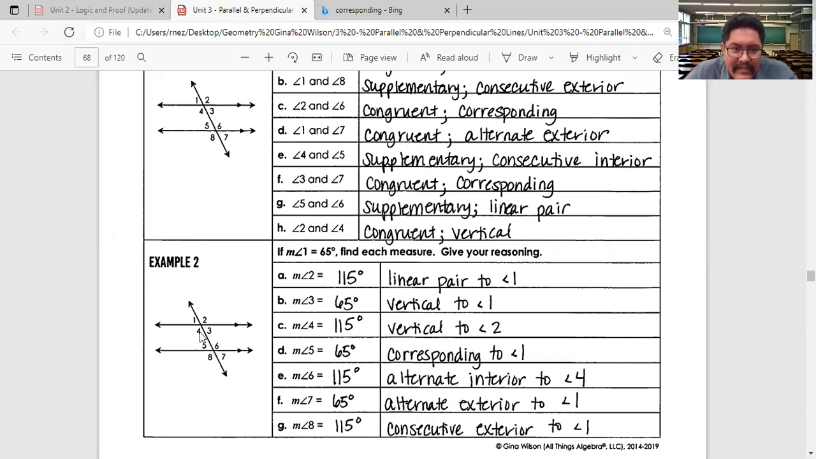So they're both on the inside and they're both on opposite sides of that transversal. So that would make them alternate interior. And we just have to go with 4 in this case. And we could pick some alternate exterior ones as well.